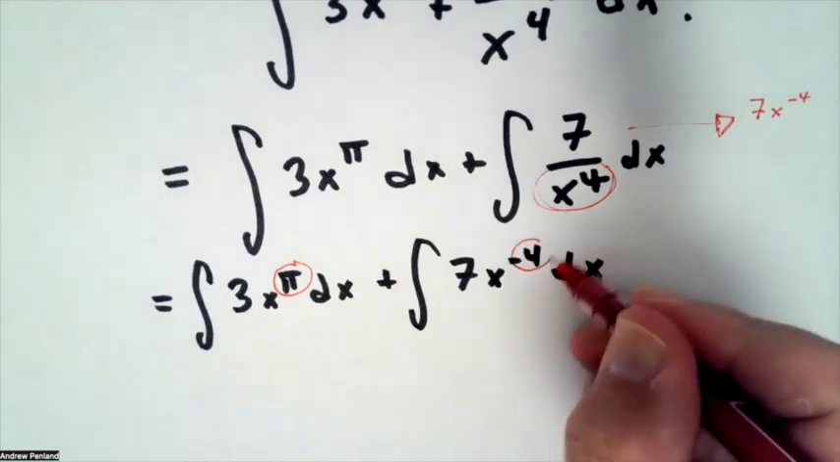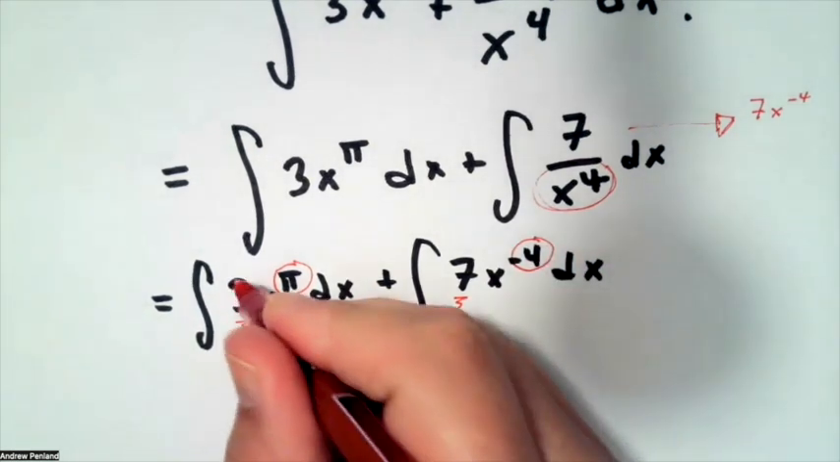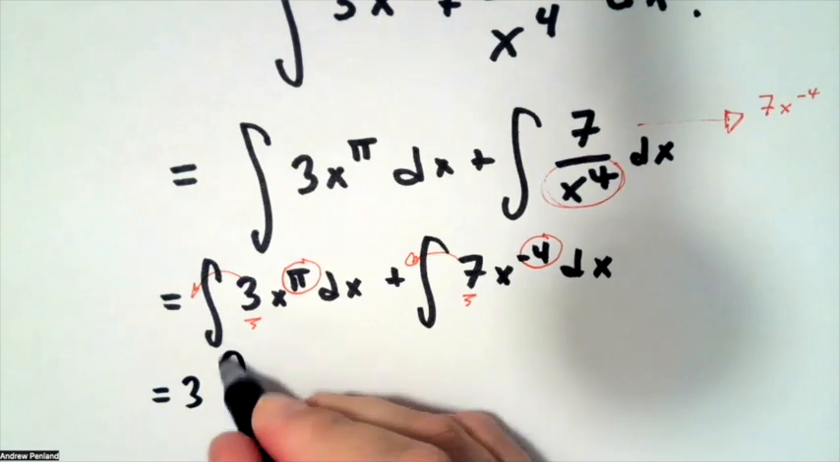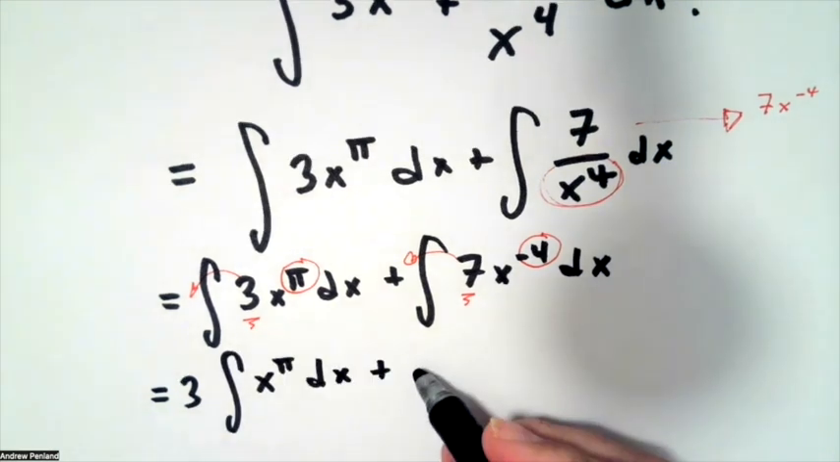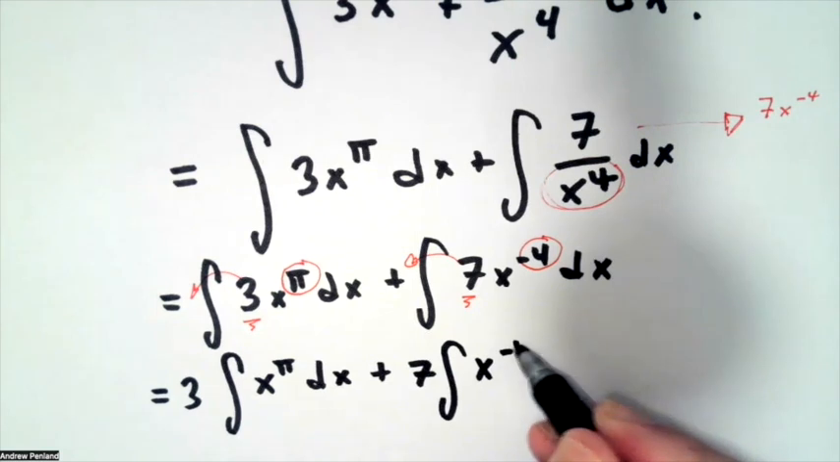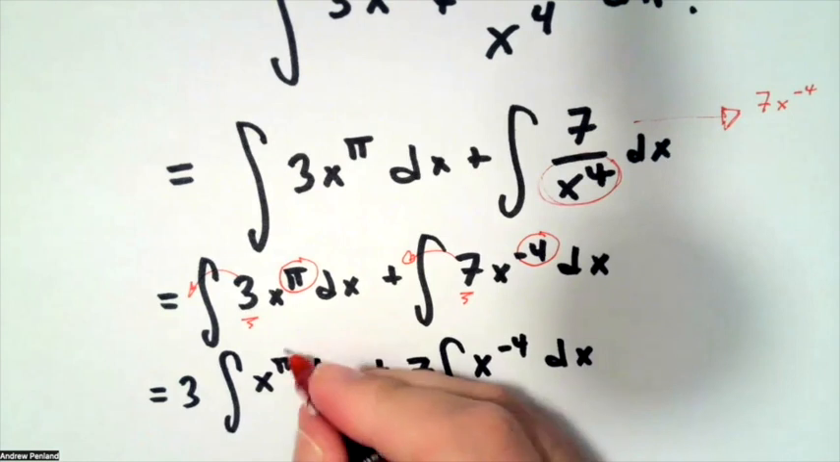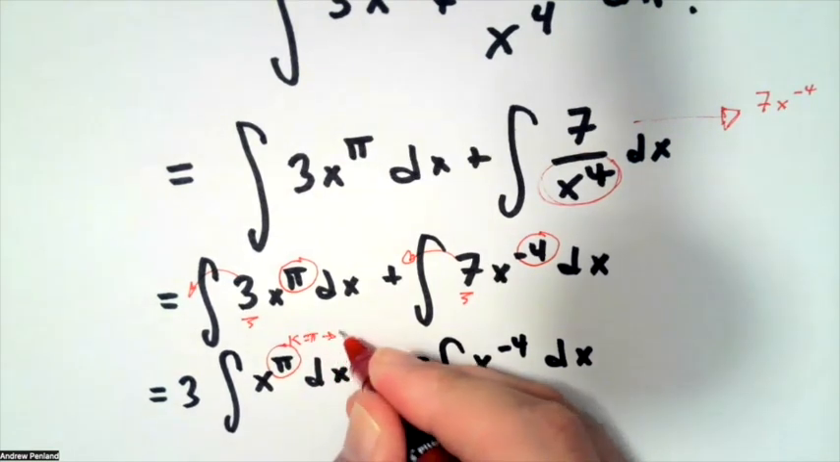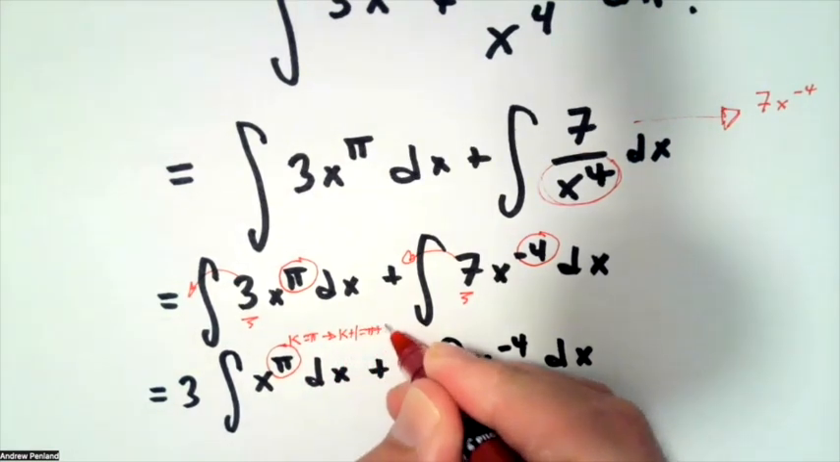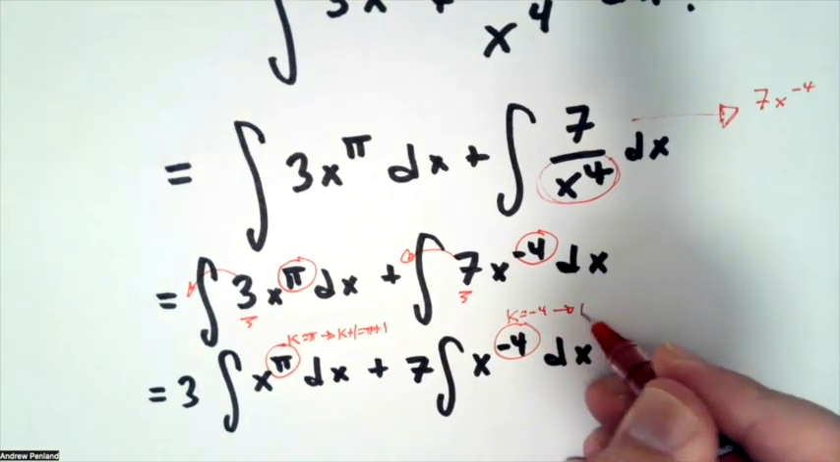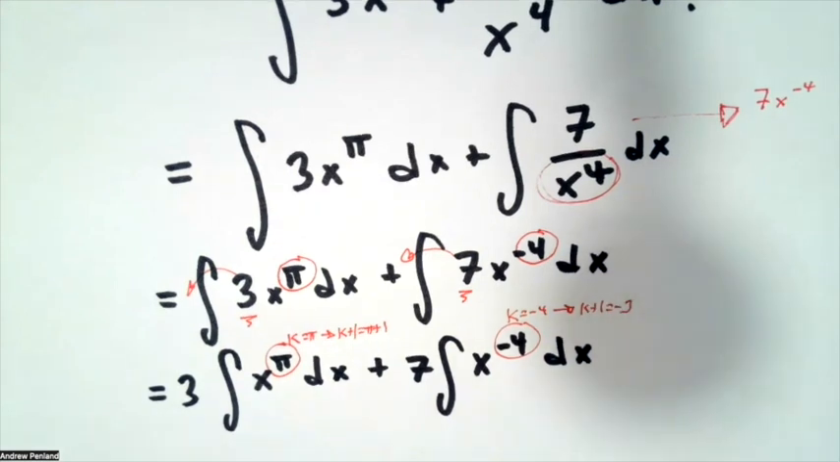Now, one more thing I can do is pull this constant out front, and it might be worth doing that since we're so early in this process. So rewrite this as 3 times the indefinite integral of x to the pi plus 7 times the indefinite integral of x to the negative 4th. And finally, let's identify the powers. So here, k is equal to pi. So k plus 1 is equal to pi plus 1. And here, my k would be equal to negative 4. So k plus 1 would be equal to negative 3.